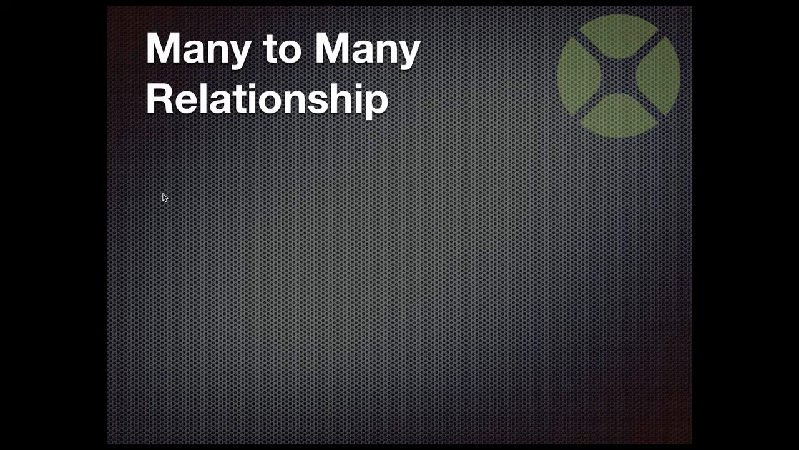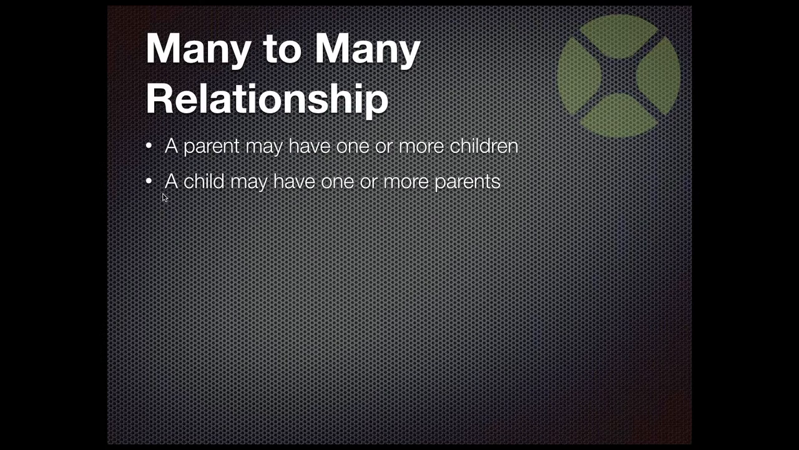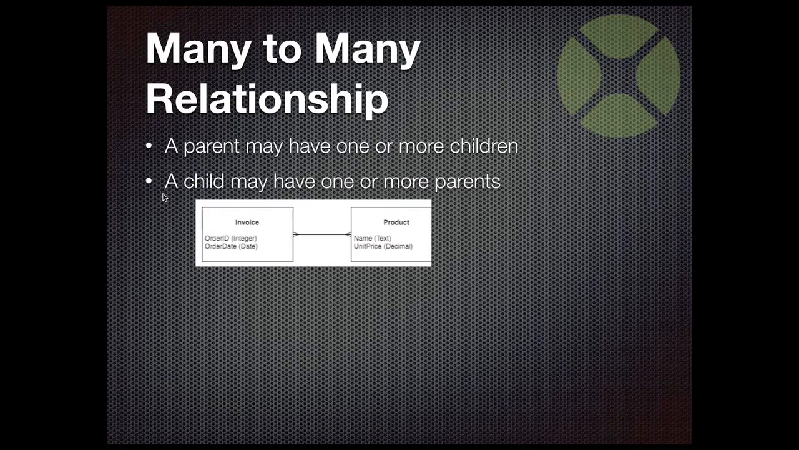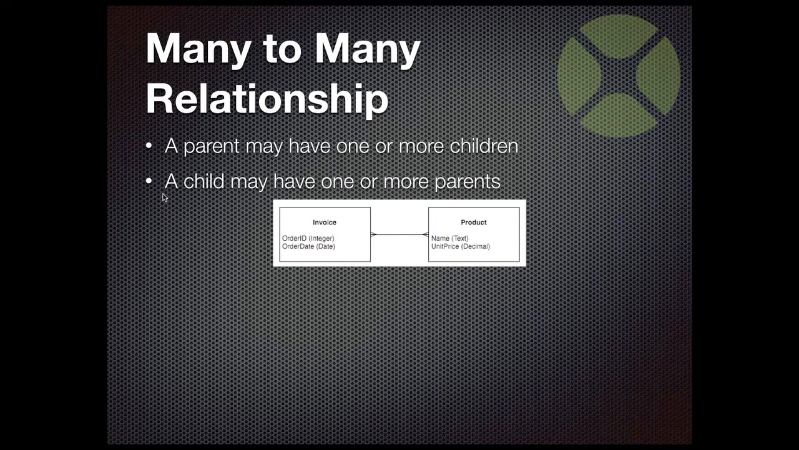Many-to-many relationship. And this is where a parent may have one or more children, but the child may have one or more parents. So you end up with something that, when you're designing, looks like this. It has the crow's feet on both ends. And you can read this as follows. From left to right, you can say an invoice can consist of one or more products, and a product can be on one or more invoices.